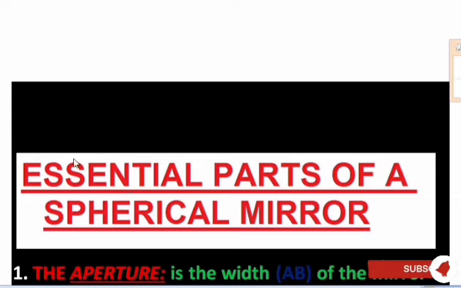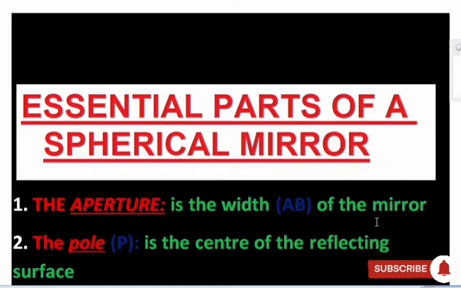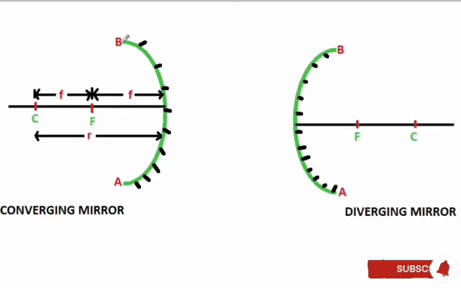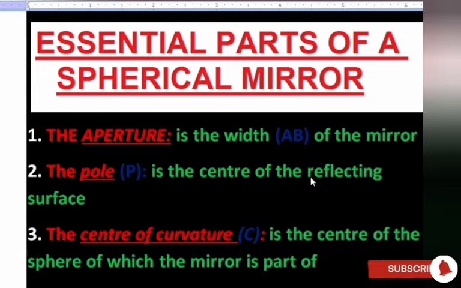So let's take a look at the essential parts of a spherical mirror. So the first part, we're going to look at the aperture. The aperture is the width AB of the mirror. So let me quickly show you that. On these diagrams, the opening here, AB, is known as the aperture of the converging mirror, while the opening here also, AB, is the aperture for a convex mirror. The pole, P, of the mirror is the center of the reflecting surface.